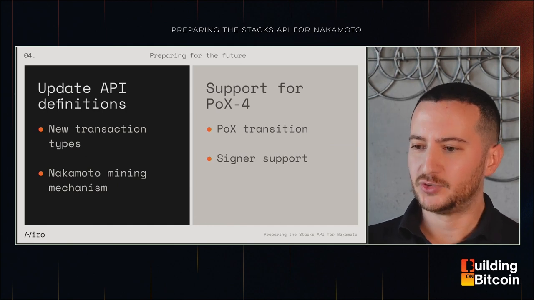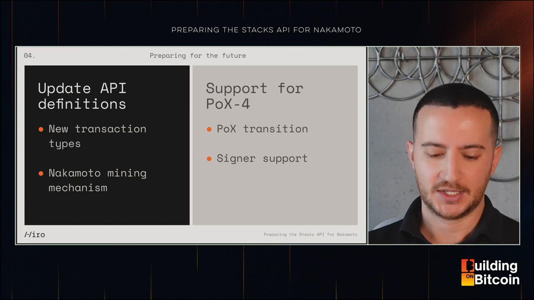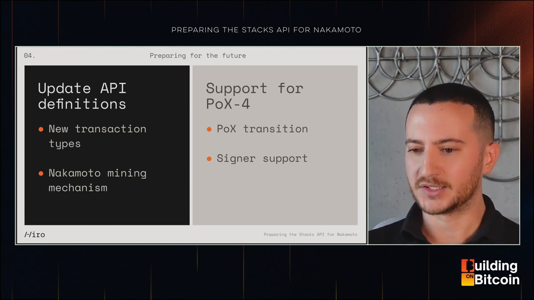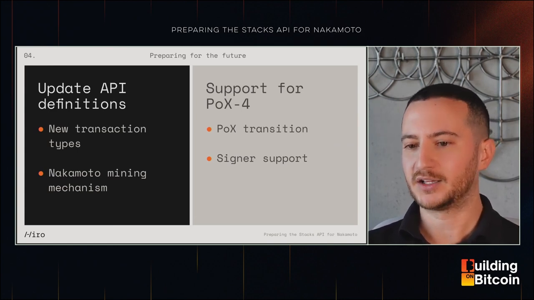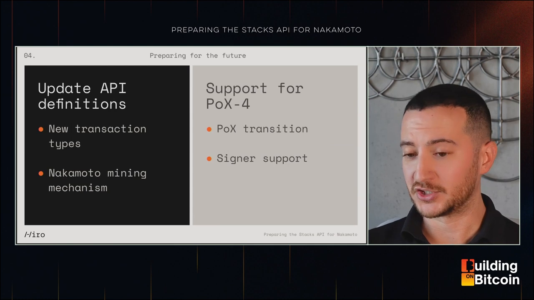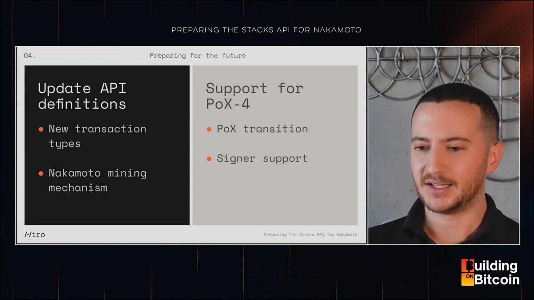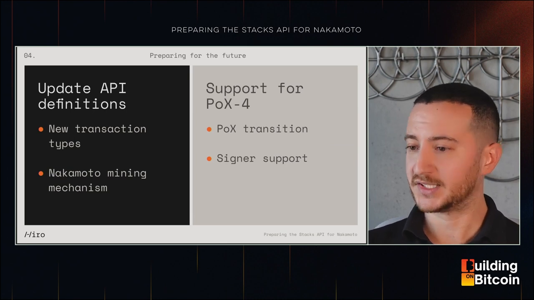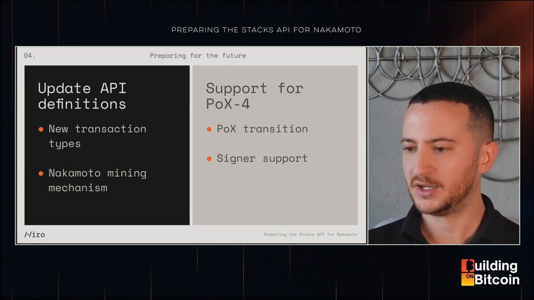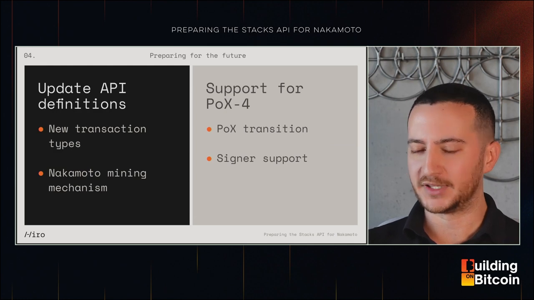So the API has to be able to handle this transition gracefully, which means making sure that all the STX tokens that are locked in the previous epoch get unlocked successfully in the transition to the next epoch, and that all of the stacking state is handled correctly. So it's a very, very complex work. It is critical work to make sure that Nakamoto works correctly.